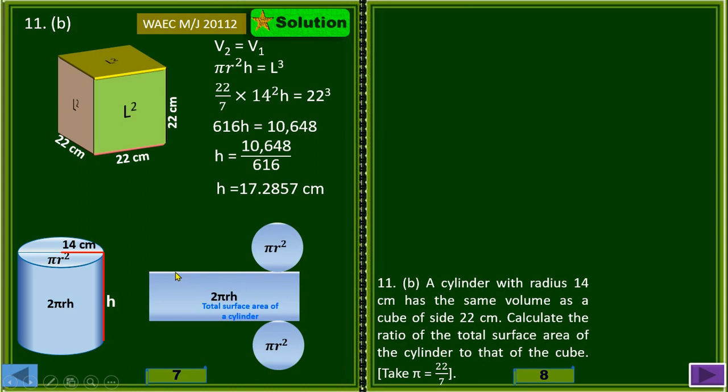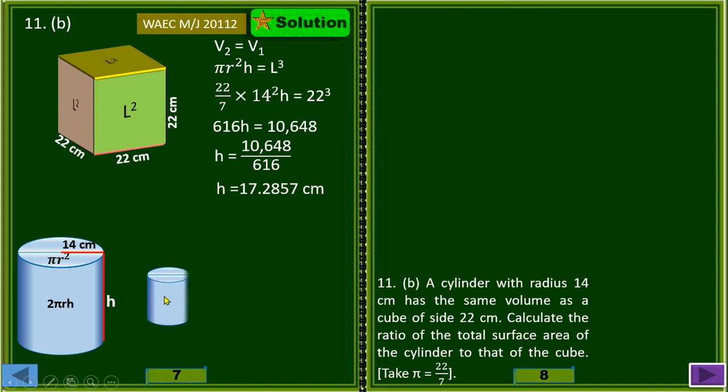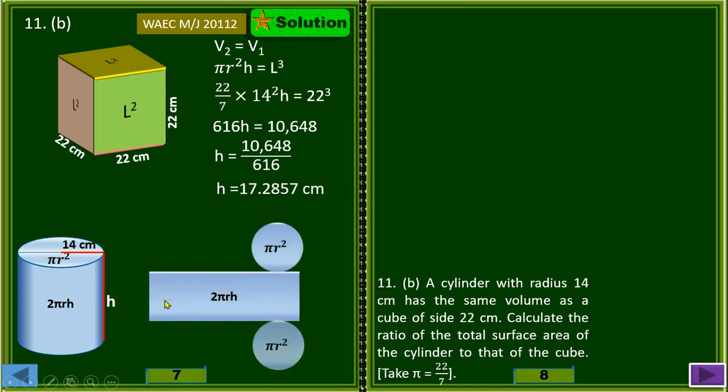Let me repeat the animation again so that we see it. Now the cylinder, when we break it up, results in a rectangle and two circles. This is the top, this is the bottom, and this is the curved surface area, and the formulas are stated there. So the total surface area will be given by 2 pi r h plus 2 pi r squared, the two circles added together to give you this, and then the rectangular portion will give you this. So now we are going to factorize this. You have 2 pi r bracket h plus r.